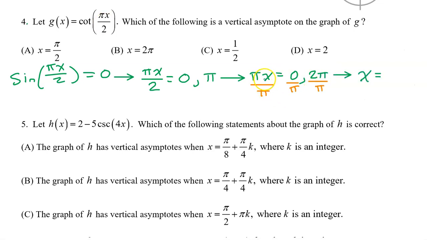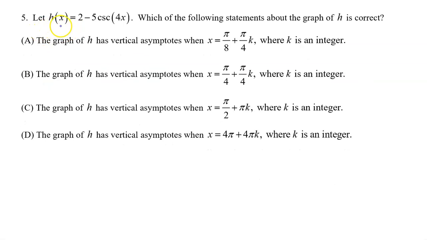We can get x by itself by dividing both sides by pi. 0 divided by pi is still 0, but when you divide 2 pi by pi, the pi's cancel out and you get 2. So let's look for 0 or 2 among the answer choices. Well, there's x equals 2 right there, so the answer is D.